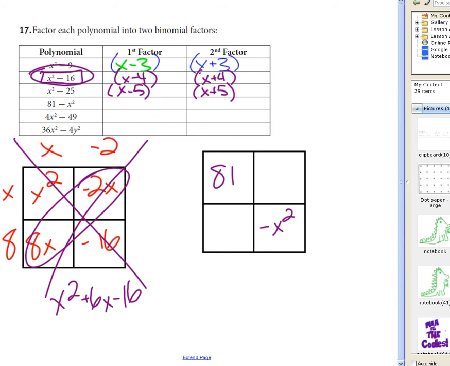Let's find out. What times what is 81? 9 and 9. Okay, how are we going to get negative x squared? Alright. Positive x, negative x.